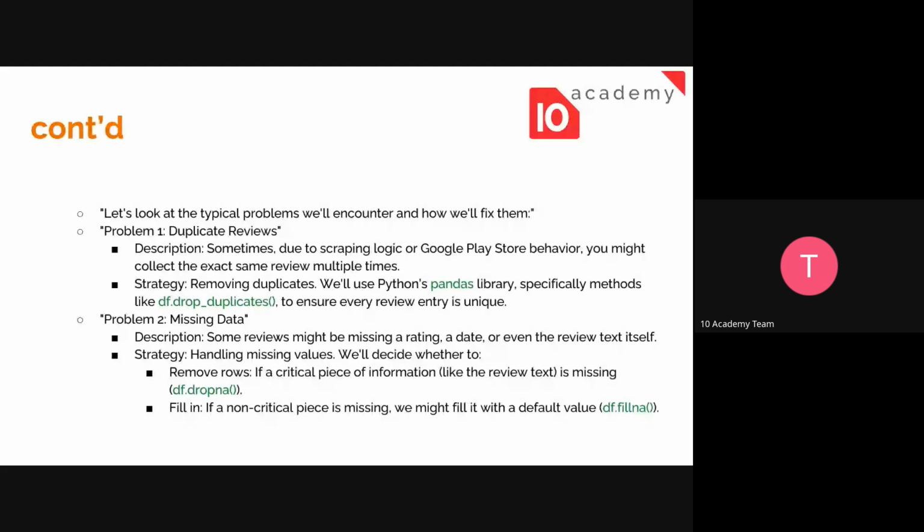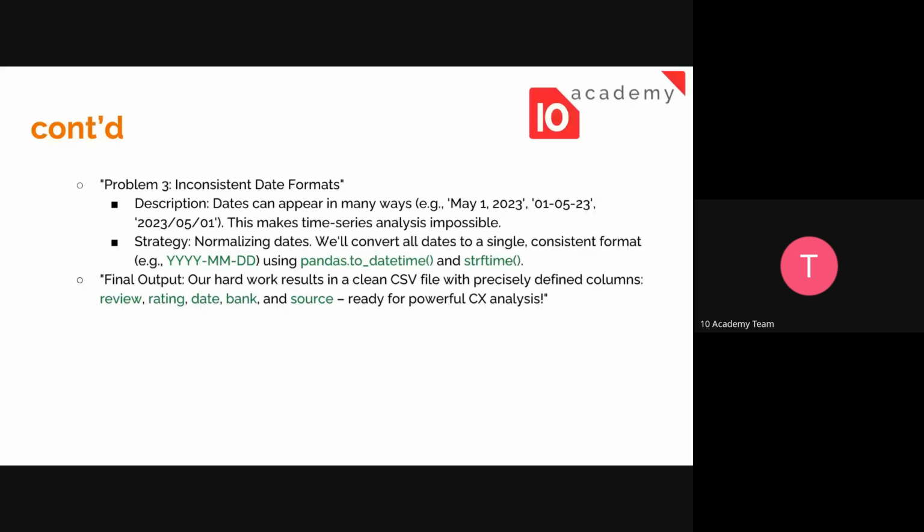The third one is inconsistent date format. Different websites and users format dates differently. So when we scrape reviews, pandas will see some dates as text instead of an actual date object. This becomes a huge issue because you can't sort them properly, compare them, or even analyze trends over time. Without consistent formatting, time-based analysis simply can't work.